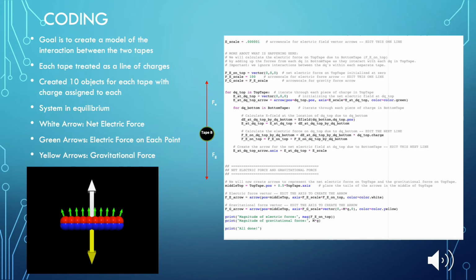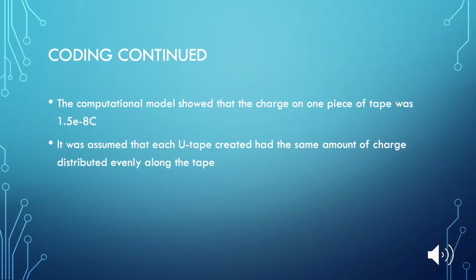Then I created an arrow that adds up the net electric force on each charge to create the net electric force of the whole system. This arrow is shown in white in the model screenshot on the bottom left of the screen. The system is in equilibrium at this moment, so the net electric force has the same magnitude as the equal and opposite gravitational force, which is shown here in yellow. The magnitude of the charge on one piece of tape as calculated by my computational model was 1.5 times 10 to the negative 8th power. This number was found through a process of guessing and checking.